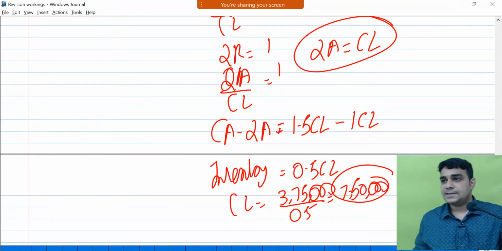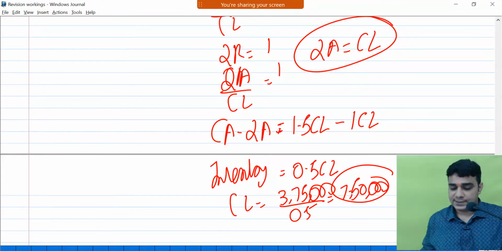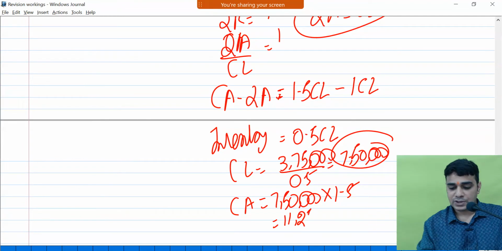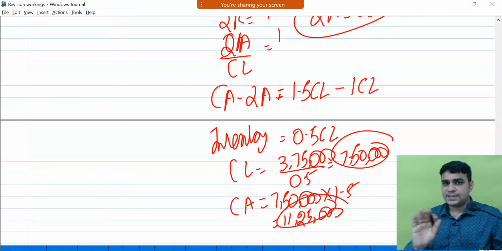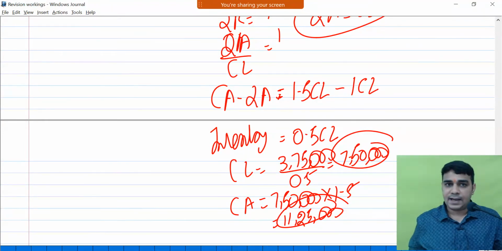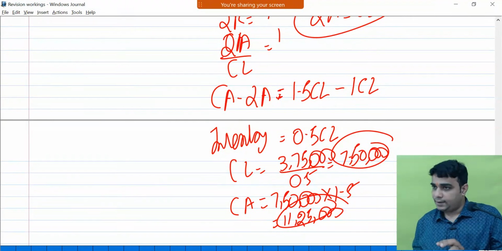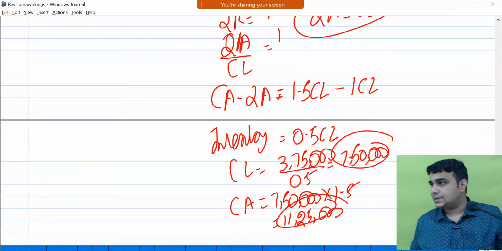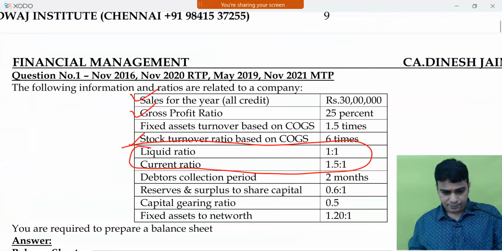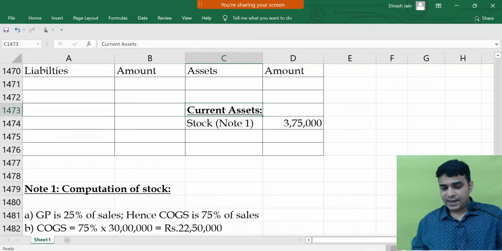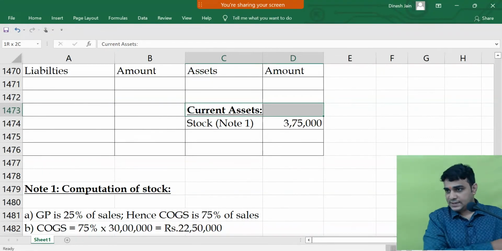Current liability is 7,50,000. Current assets is going to be 7,50,000 into 1.5, which is 11,25,000. We'll see how we can break it further, but this is the information. Current assets is 11,25,000 and current liability is 7,50,000. If you have current ratio, quick ratio and stock in this combination, it is possible for you to get to current assets and current liability. So technically, in my balance sheet, I know the total of current assets, I'll see if I can break it further, and I also know the current liability.